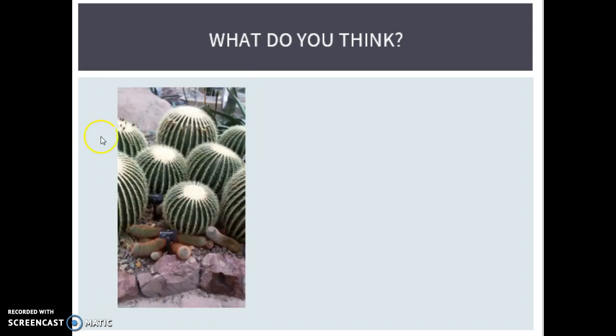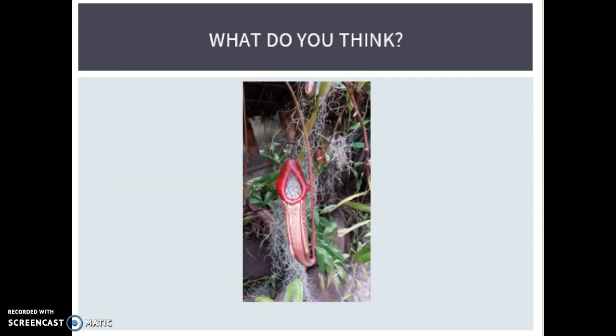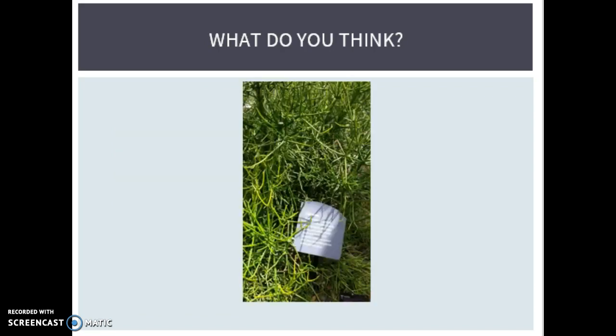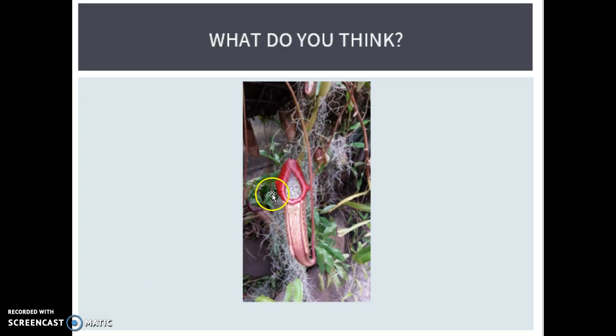Here's another picture. Another. Here's another picture. And there's the last one. What do you think? Did you list that this was the slender pitcher plant? It doesn't have a defense, but it does use rainwater to catch insects, and that's kind of a fun thing.